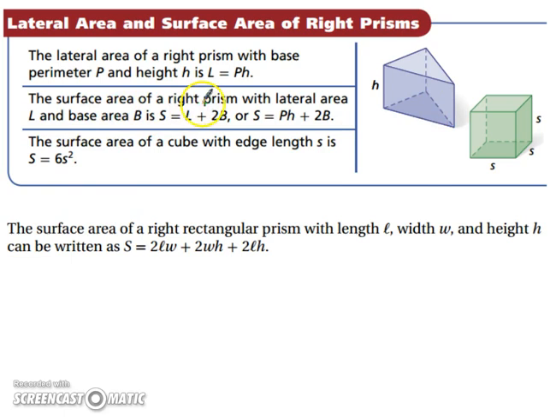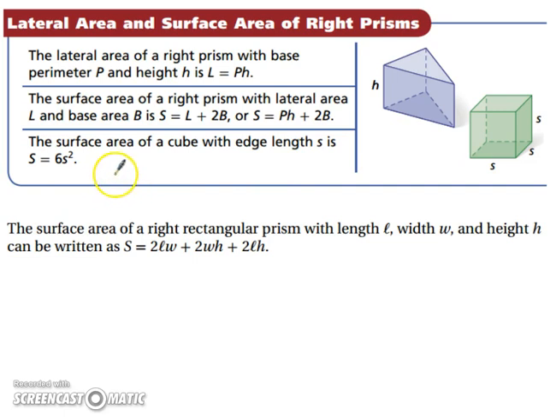The surface area of a right prism with lateral area L and base area B is S equals the lateral area plus 2 times the area of your base. Well, you found the lateral, and you have two base areas left, the top and the bottom. So once you find the area of one base, just multiply that by 2. Now, that formula will change when the figure is different. Notice how this one's a triangle, so that would have been 1/2 base times height. If it was a rectangle, it would have been length times width.